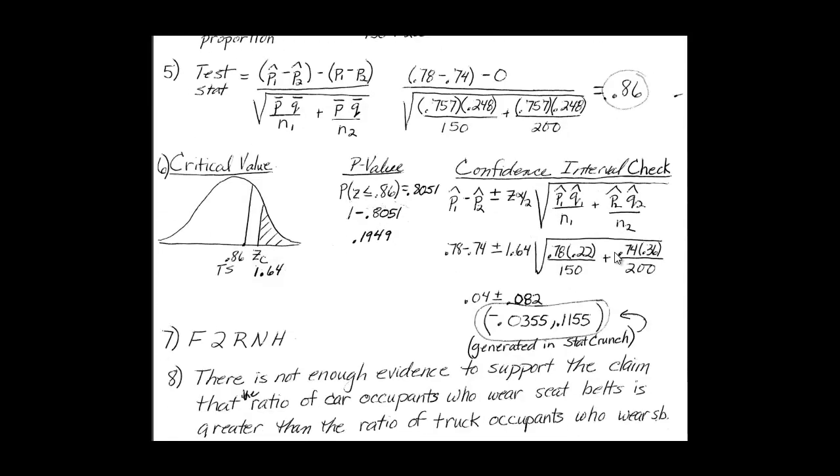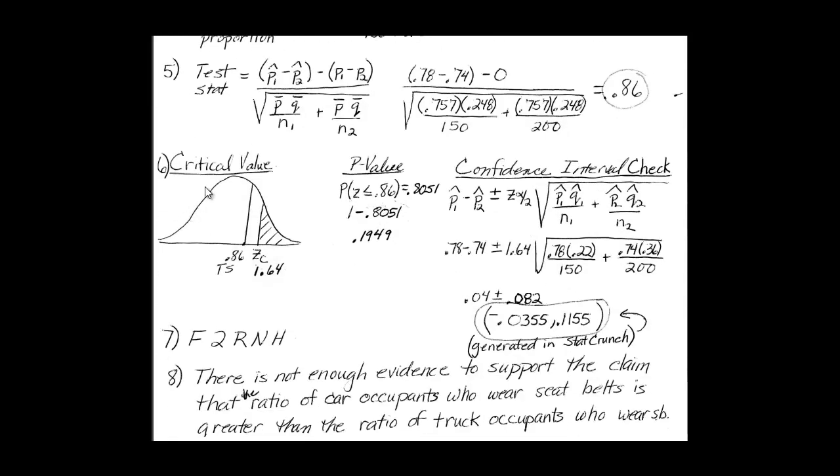When we go to draw our curve here, our first method using the critical value, our z-score of 1.64, we can see that 0.86 lies below that. So this is not in the rejection zone. We go to do our p-value.